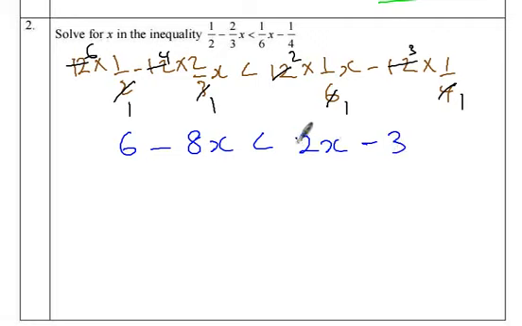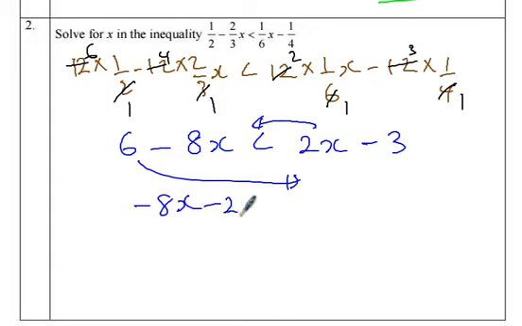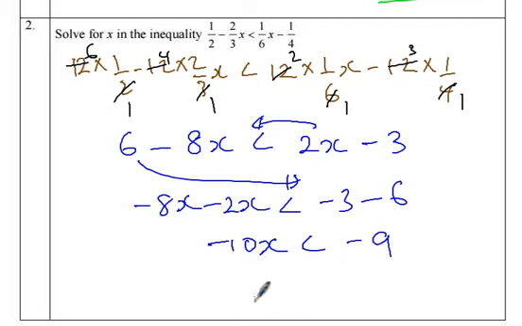Minus 3. Put like terms together. Let me take this to this side and then the 6 to this side. So here I have minus 8x. When a term crosses the inequality sign, which is a less than, it changes sign. Here we have minus 3. When this 6 crosses the inequality sign, it changes to minus 6. So here we have minus 10x is less than negative 9.